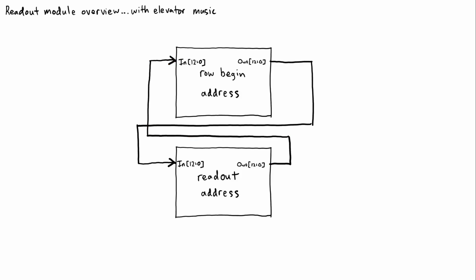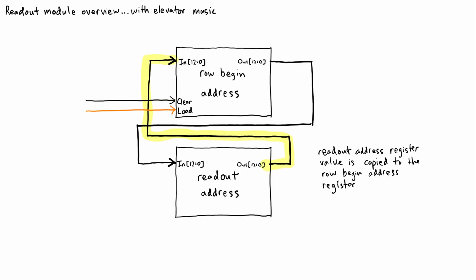The row begin register has 2 control signals. The clear signal, when asserted, causes the value in the register to be set to 0. This happens before rendering of a frame starts. The load signal, when asserted, causes the contents of the readout address register to be copied into the row begin address register.